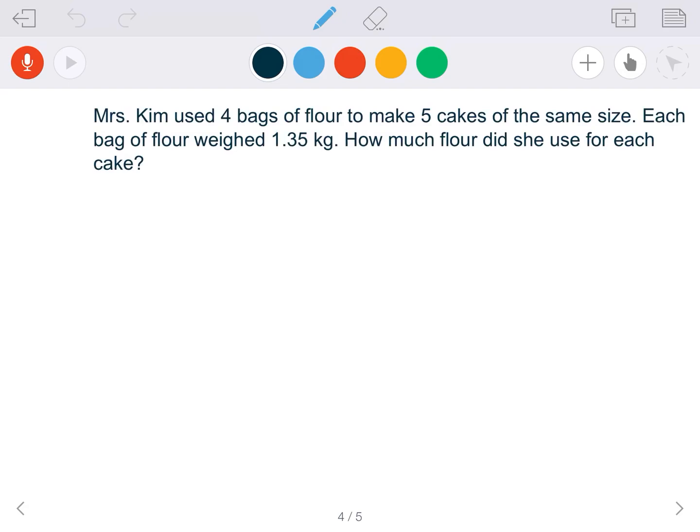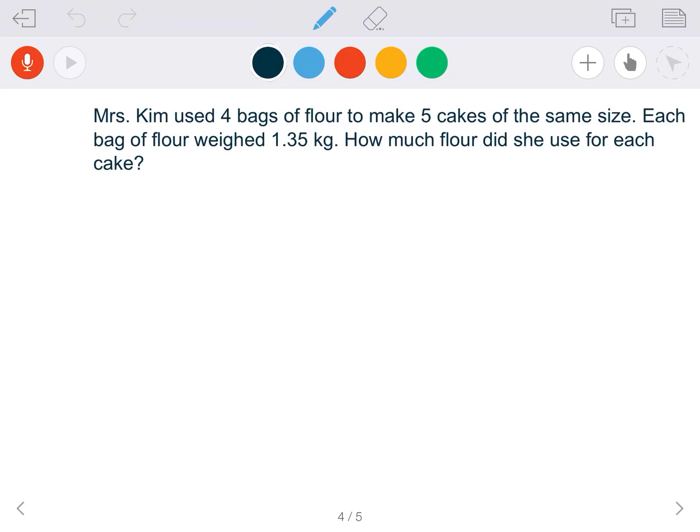All right, here we go. Mrs. Kim used 4 bags of flour to make 5 cakes of the same size. Each bag of flour weighed 1 35 hundredths of a kilogram. How much flour did she use for each cake?